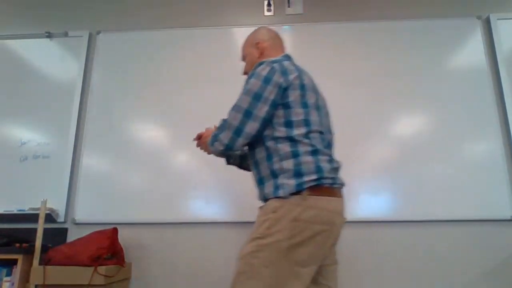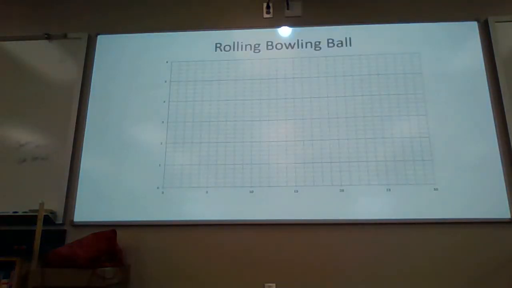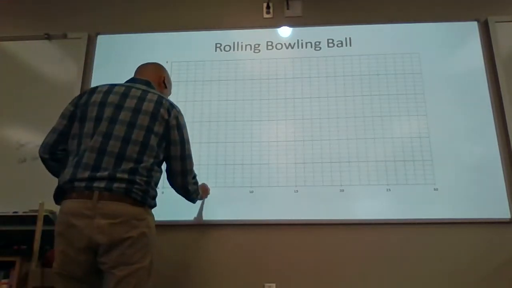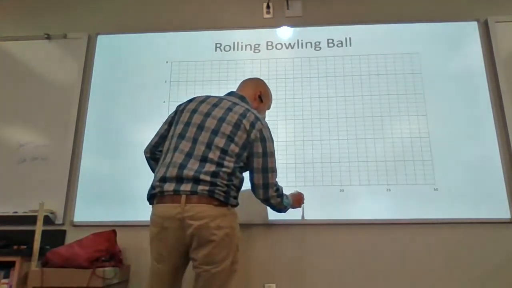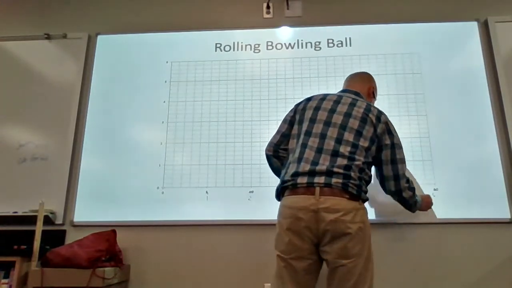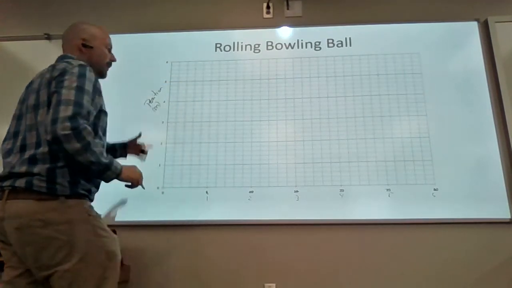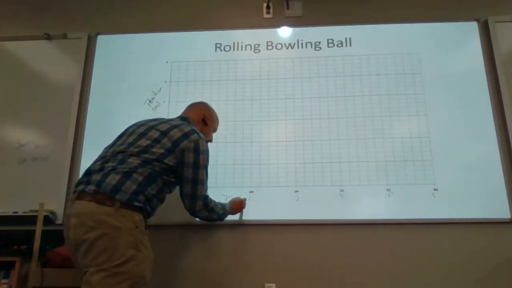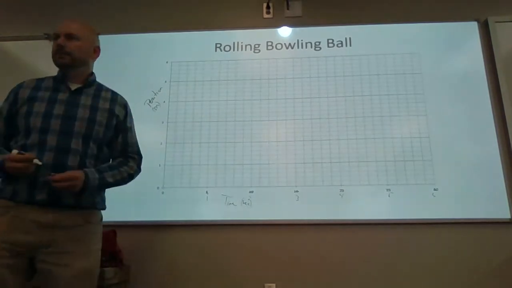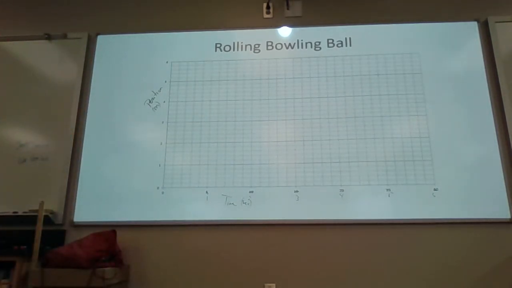All right. So, 1, 2, 3, 4, 5, 6. Okay. We're going to graph position in meters on the y-axis, time in seconds on the x-axis. Okay. You do that.